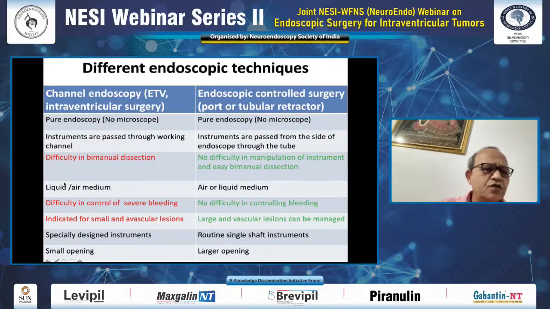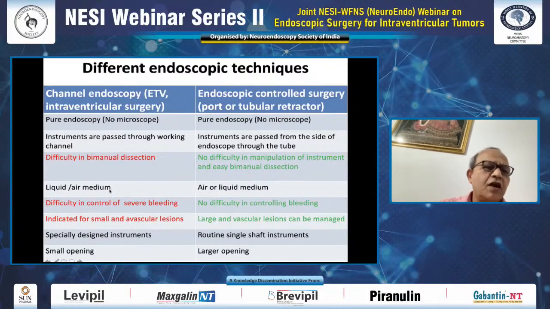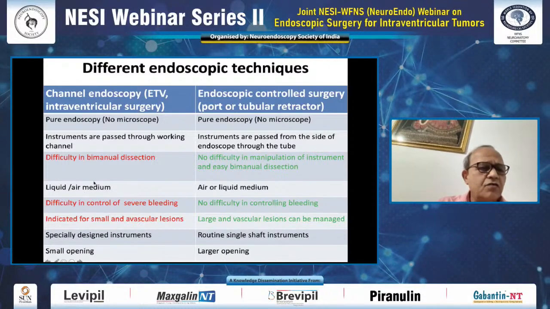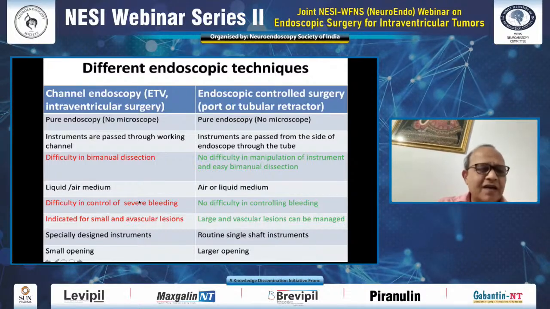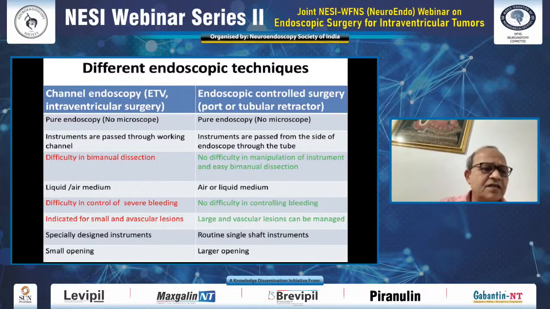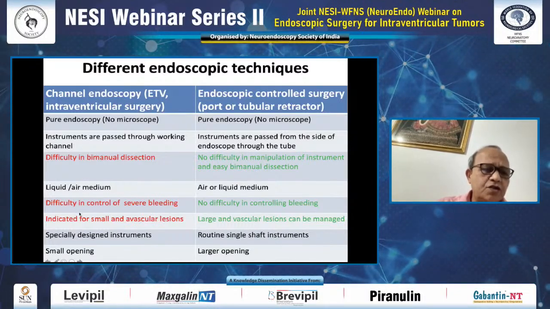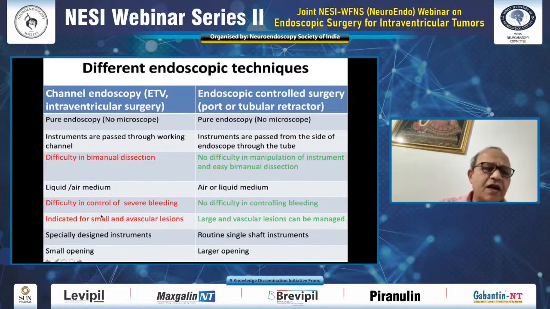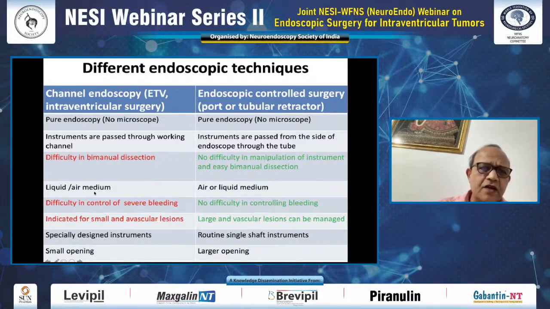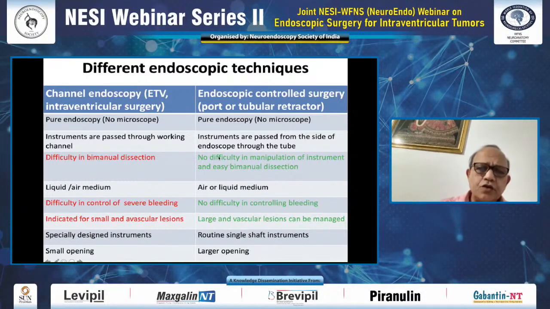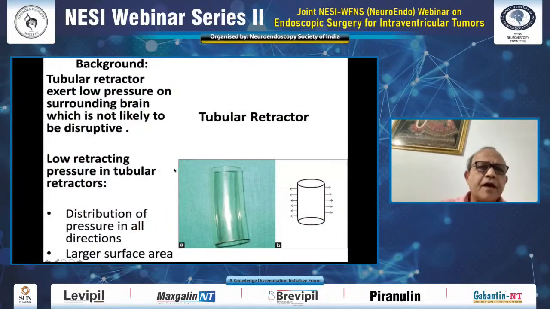In channel endoscopy also, one can use liquid media or air media. If there's a bleeding which is not controlled, then you can convert this liquid media into the air media to see the bleeding vessels. But by and large, there is a difficulty in controlling the severe bleeding, and it should be done in small and avascular lesions. So indications of channel endoscopy and indication of tubular retractor endoscopic surgery should be known.